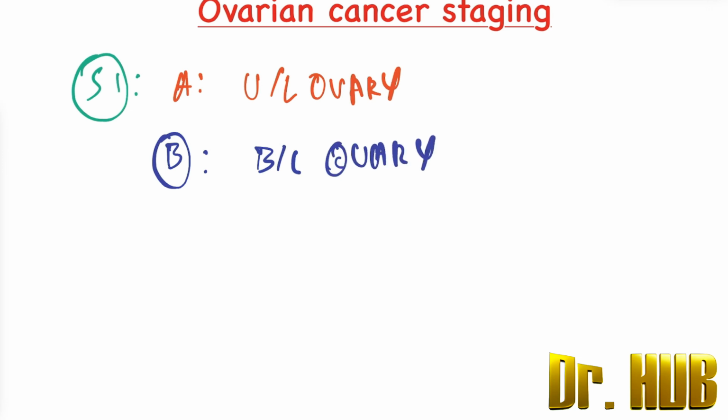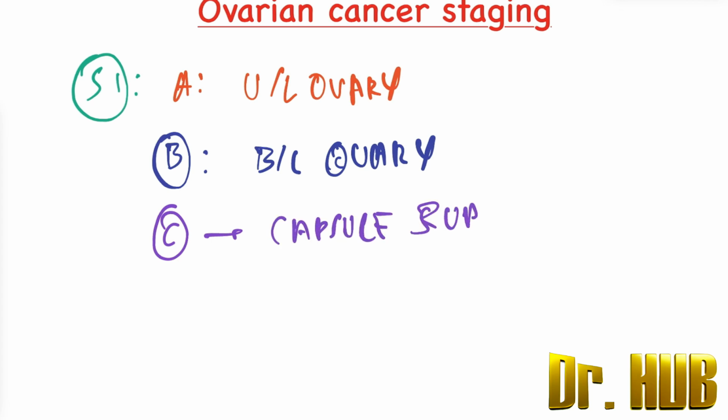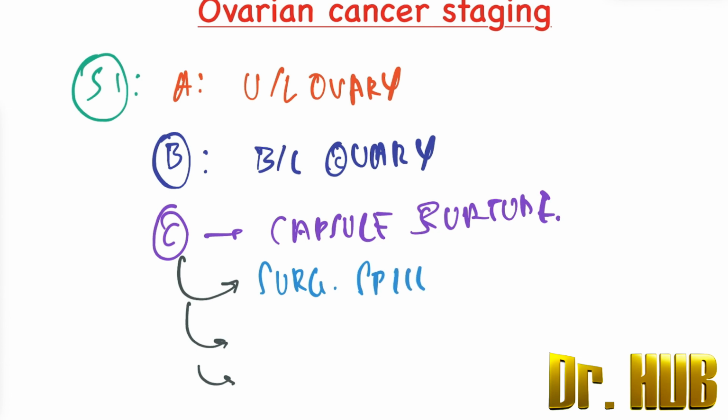And moving on, we look at C. C means there is a capsule rupture. So capsule rupture is again divided into 3 sections. C1 stands for the surgical spill.